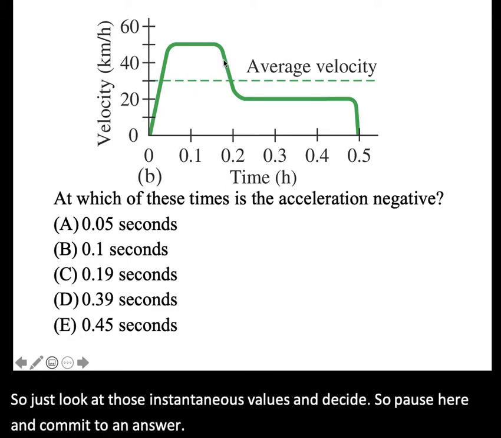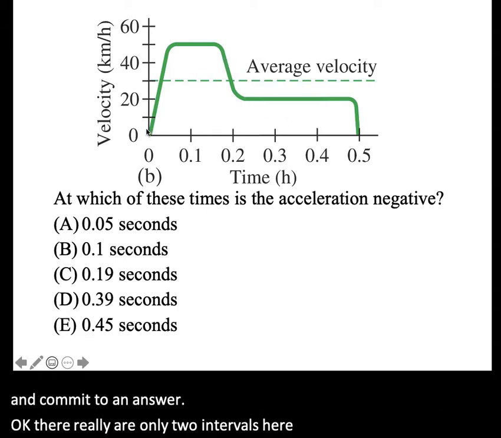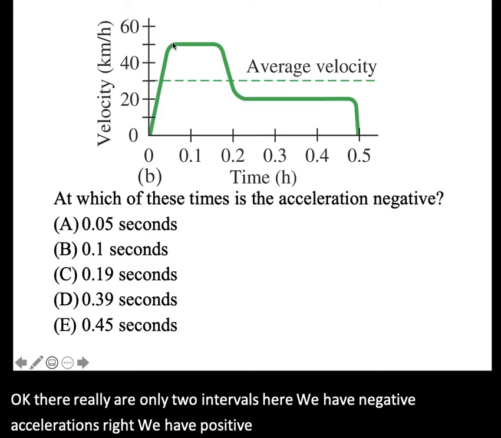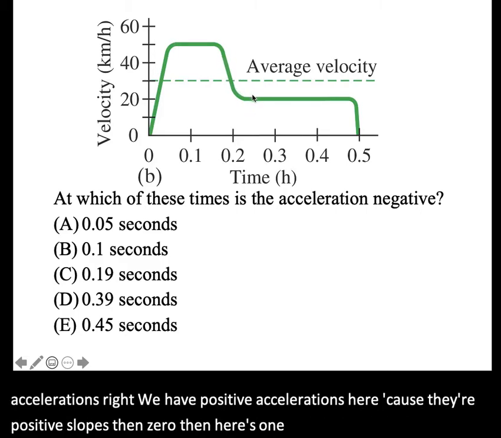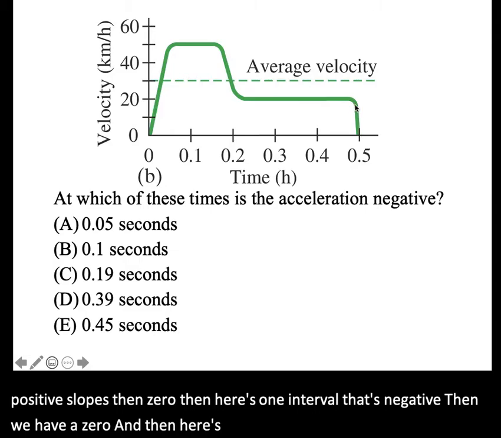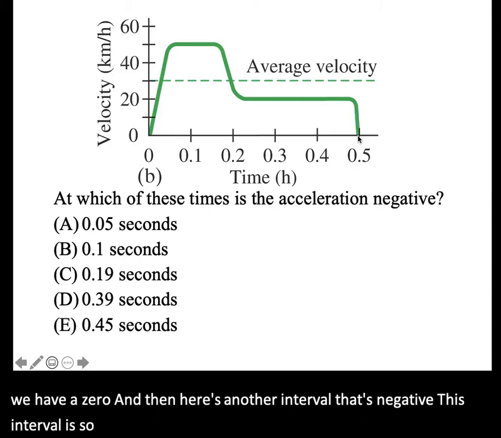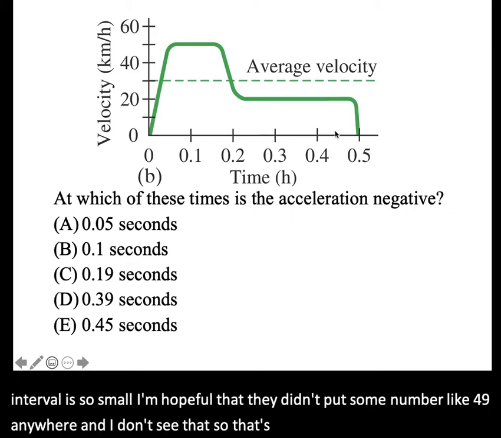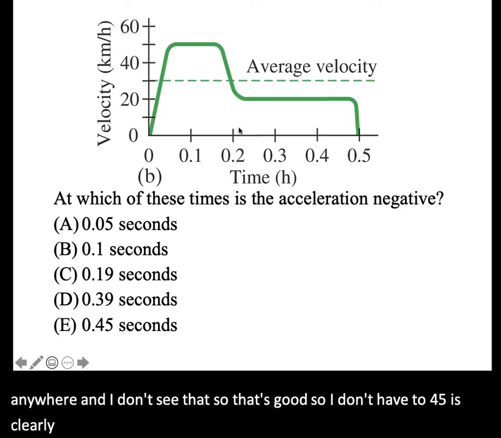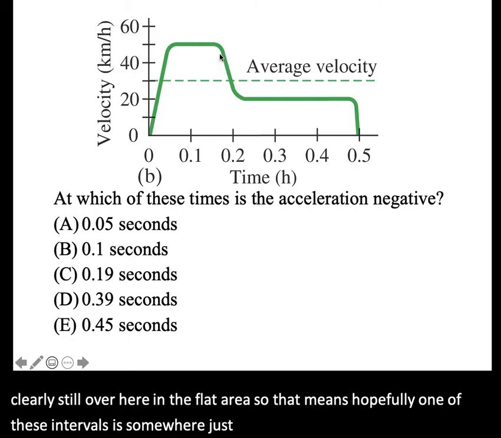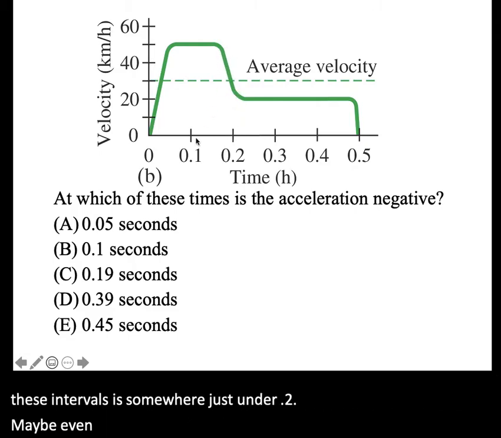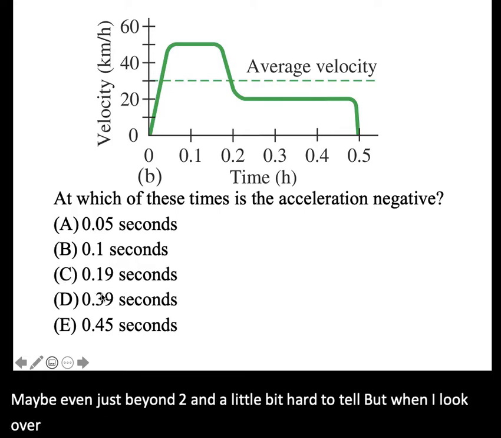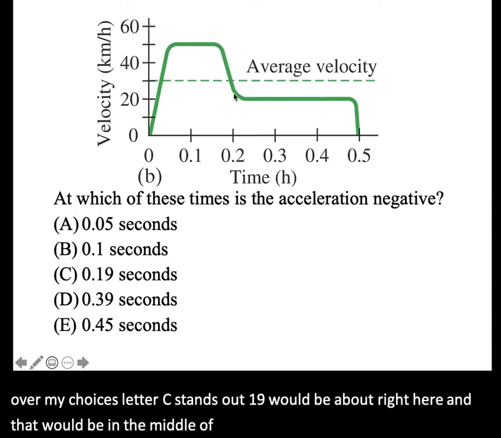Okay, there really are only two intervals here where we have negative accelerations, right? We have positive accelerations here because they're positive slopes, then 0. Then here's one interval that's negative. Then we have a 0, and then here's another interval that's negative. This interval is so small, I'm hopeful that they didn't put some number like 0.49 anywhere, and I don't see that, so that's good. 0.45 is clearly still over here in the flat area. So that means hopefully one of these intervals is somewhere just under 0.2, maybe even just beyond 0.2. I don't know, a little bit hard to tell, but when I look over my choices, letter C stands out. 0.19 would be about right here, and that would be in the middle of this negative slope area. Okay?